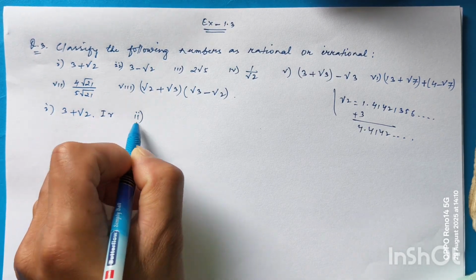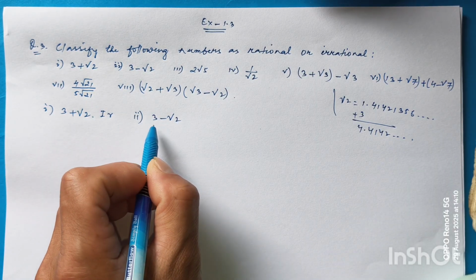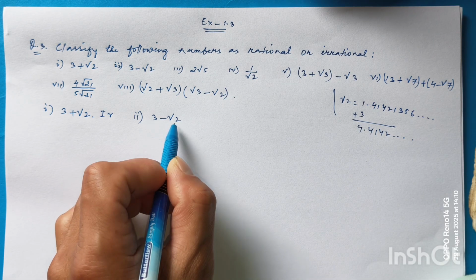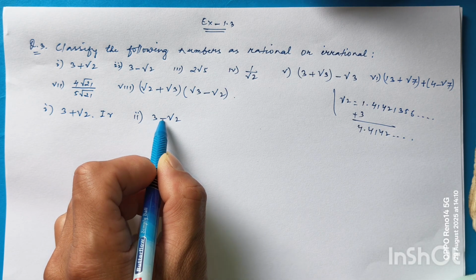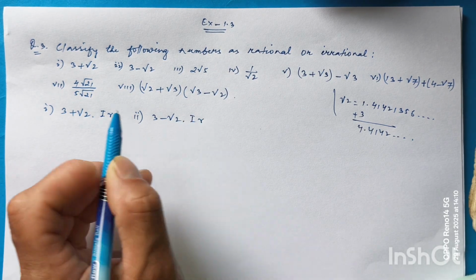And Roman number 2, let us see, 3 minus root 2. 3 is rational, root 2 is irrational. Rational and irrational, in this case, we cannot subtract. So root 2 is still there, so this is also irrational.